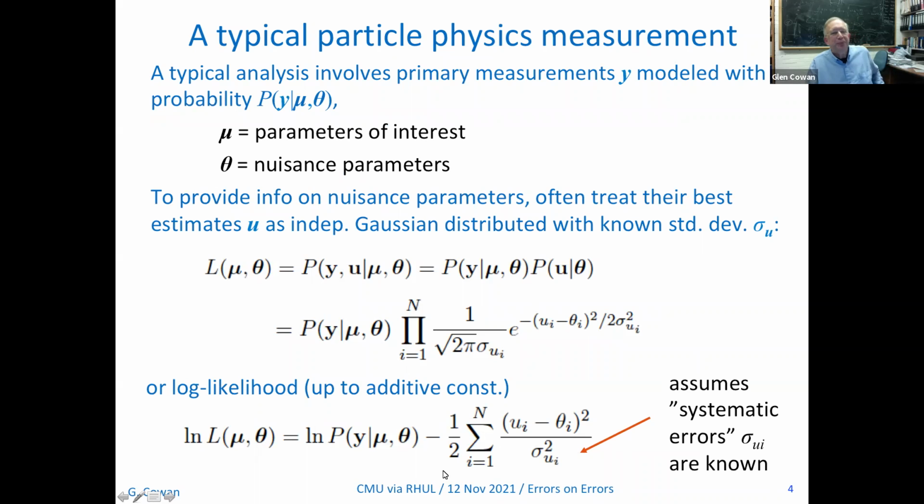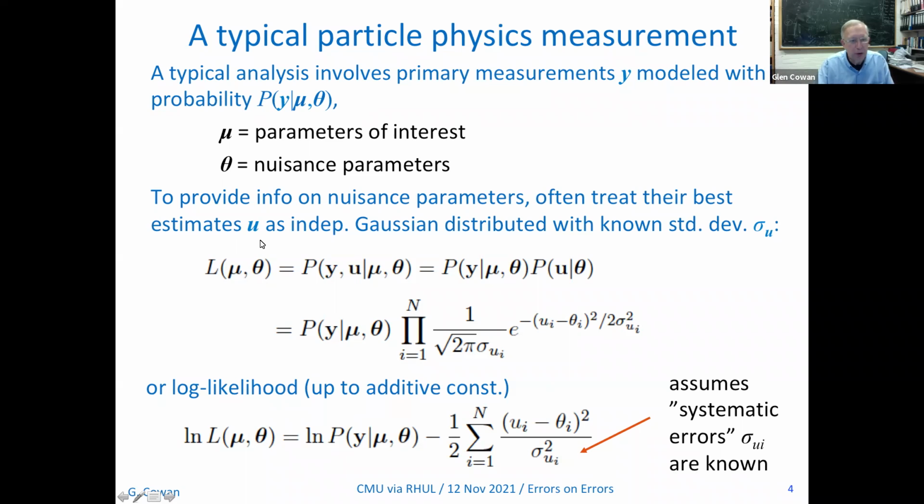All right, so here is a typical particle physics measurement as we know and love it. You measure some set of quantities that I'm calling here the vector y. That is characterized by some probability model that contains parameters of interest mu and nuisance parameters theta. We need to somehow provide some information to constrain the values of the nuisance parameters. The most common scenario is that we might have some direct estimates of the nuisance parameters, and I'll call those u. So I'm writing these as vectors in the sense that u_i is going to be a Gaussian distributed estimate of theta_i.